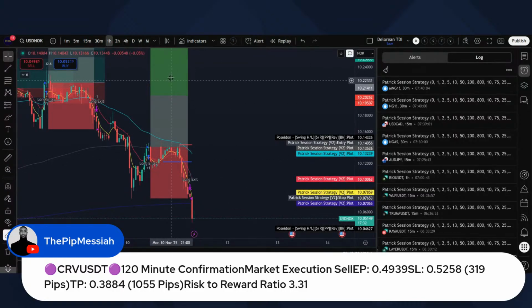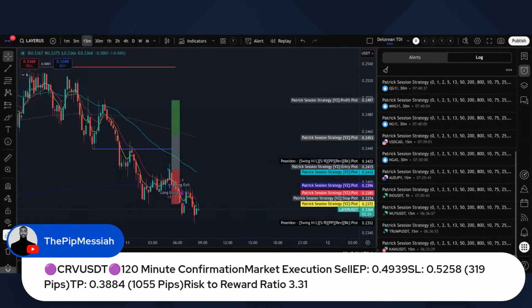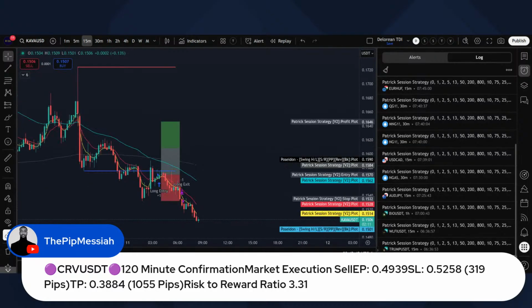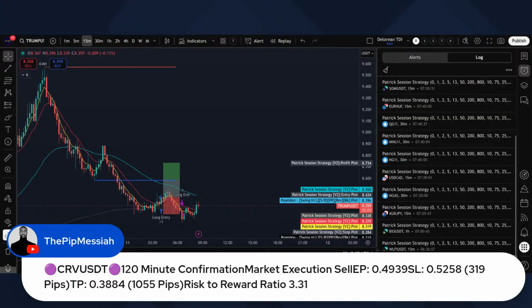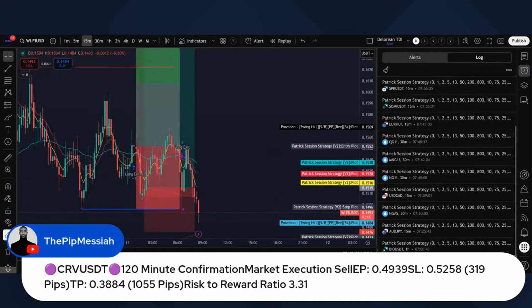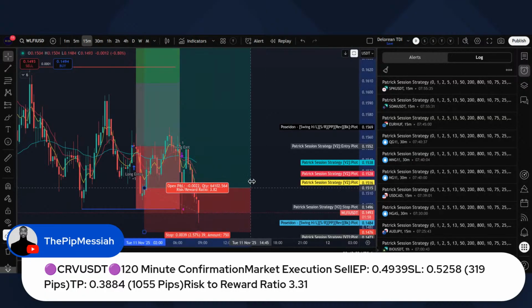And the United States dollar versus Norwegian krone hit stop loss, so the trade's now invalidated. We have Layer versus Tether. I believe we may have already looked at this. It is invalid. Hit stop loss. We have Kava versus Tether, also invalid. Hit stop loss. We looked at Trump versus Tether already. WLFI, the original setup hit stop loss. We're still in the trade.